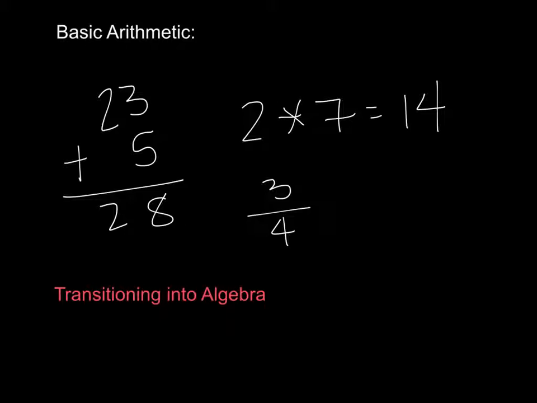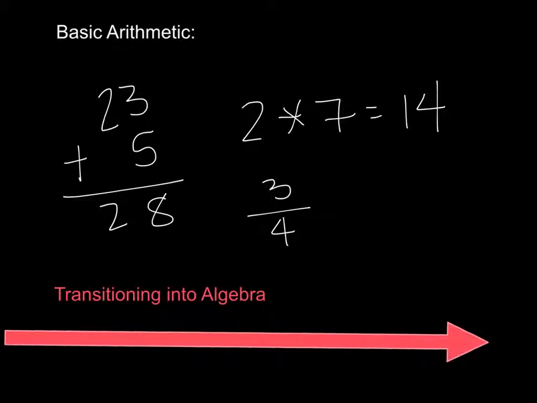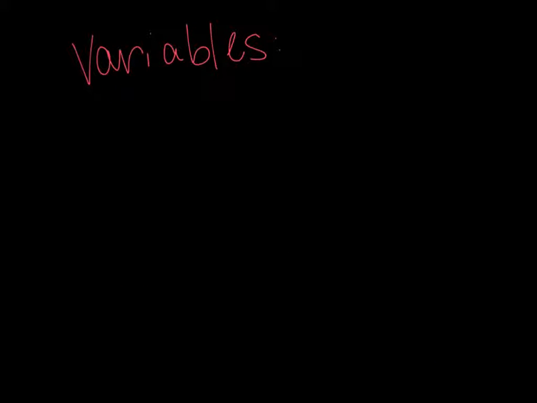Now we're going to work on transitioning into algebra. We learned last year about things called variables. Variables are unknown values. So we use letters such as X or Y or N to represent something that we don't know.